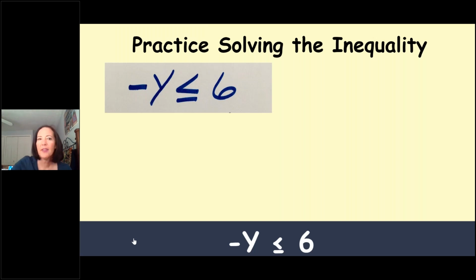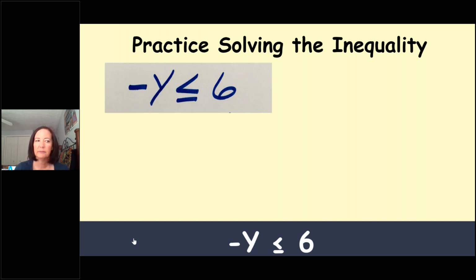Not quite. Okay, what are we doing? Remember, I've got negative y, and I want it to be a positive y. I want y all by itself. I don't want that negative sign there. What am I going to have to do to that side of the equation to turn it into y? What do I have to multiply?